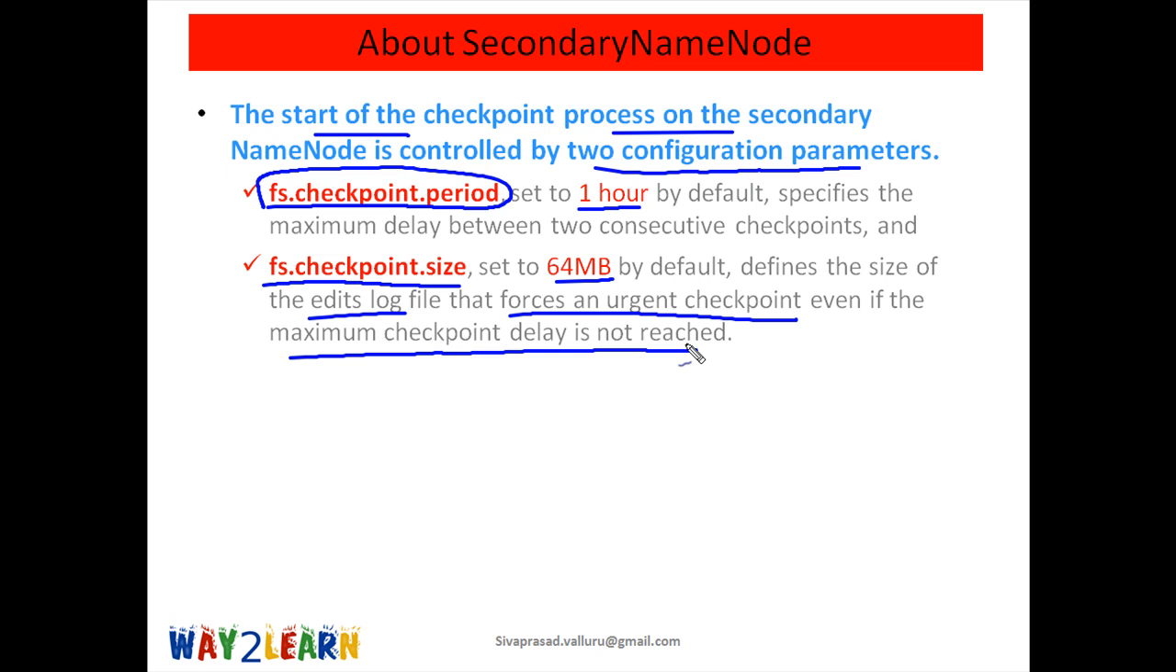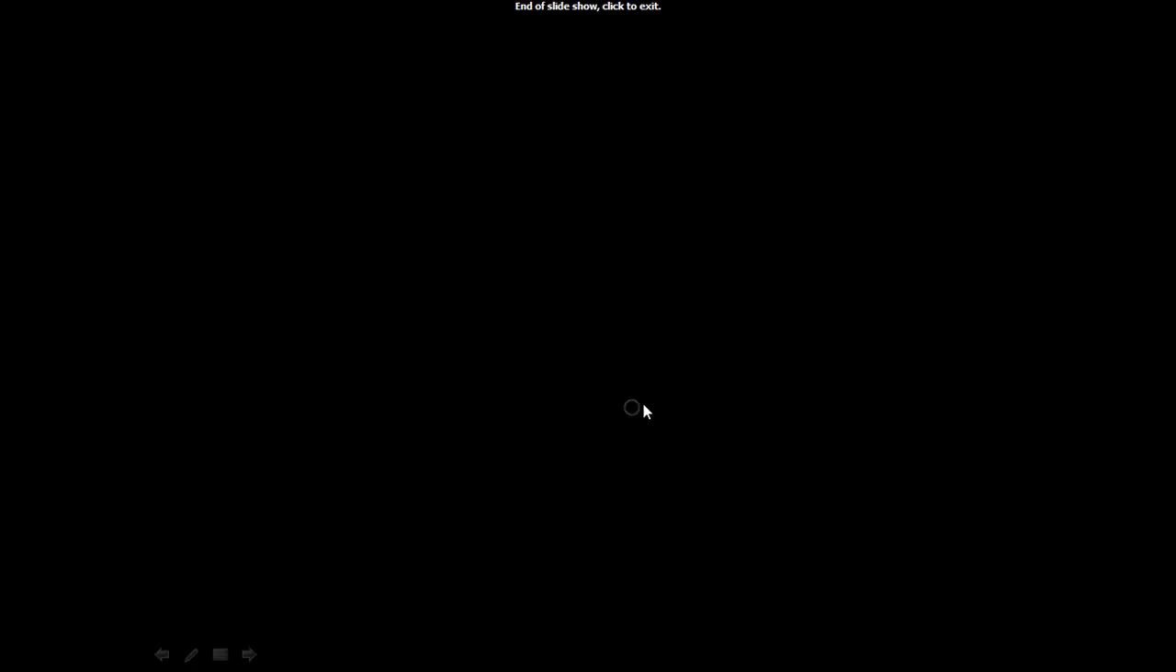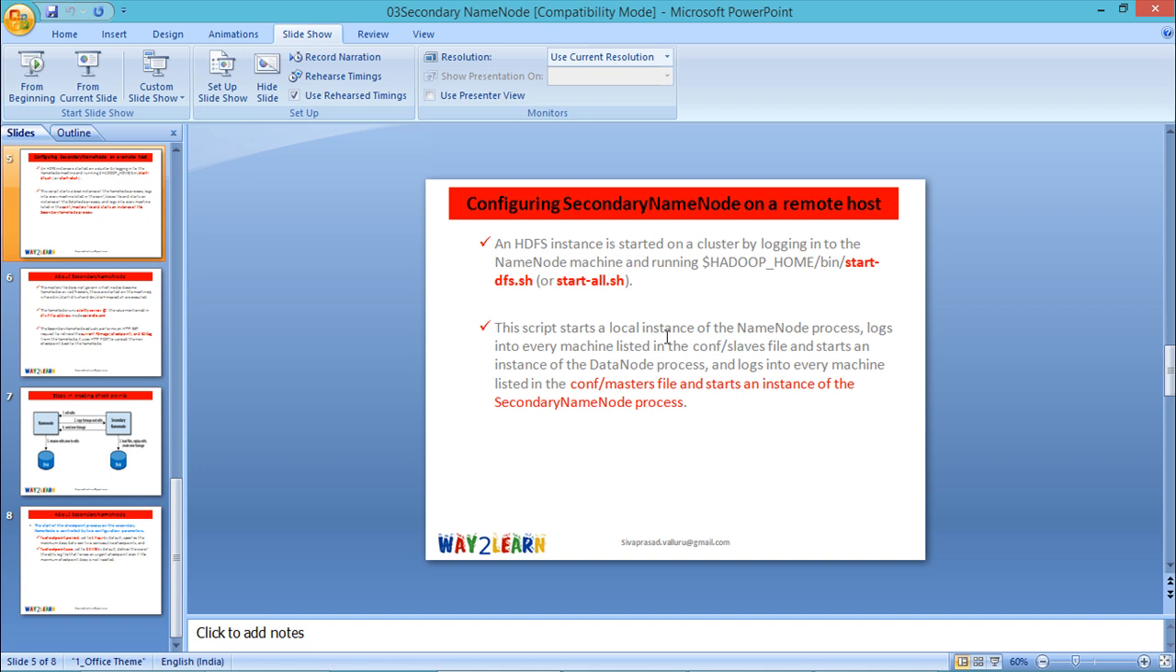So when will the secondary name node connect to the name node to create a checkpoint? Either after 1 hour or immediately after the edit log file reaches 64 MB. In both cases the checkpoint process will start. Okay. So that's about the secondary name node. Hope it is very clear to you. We'll meet in the next video.